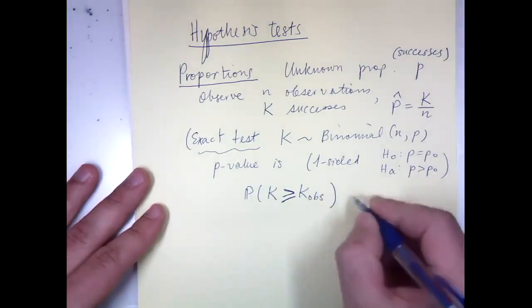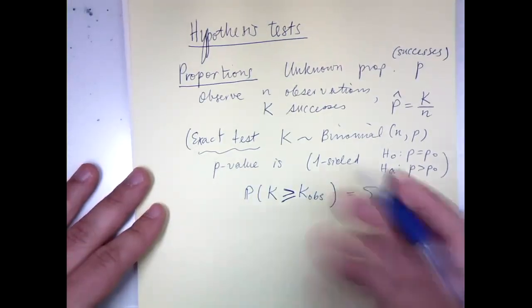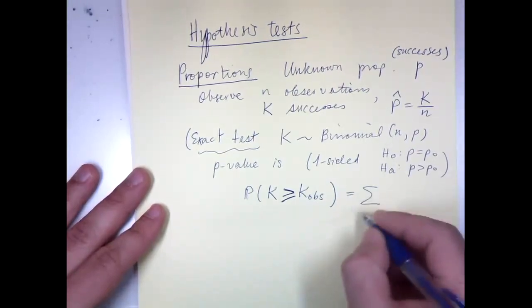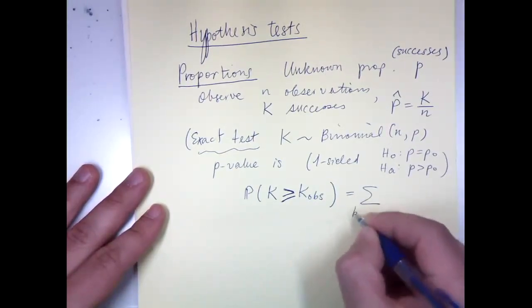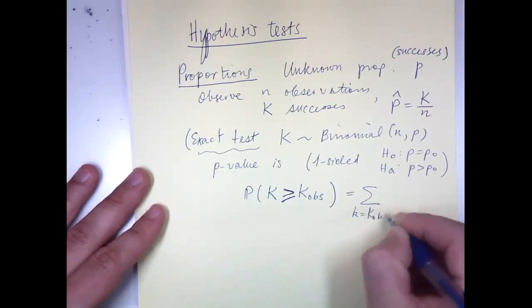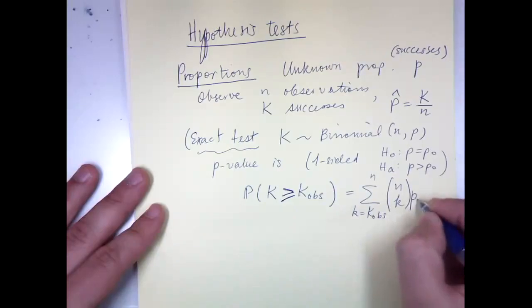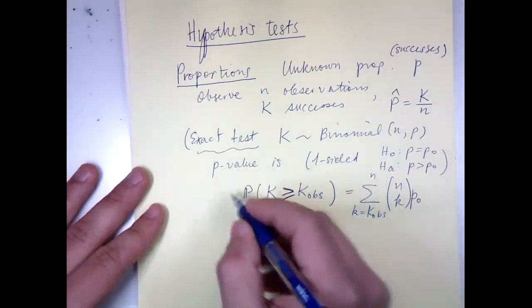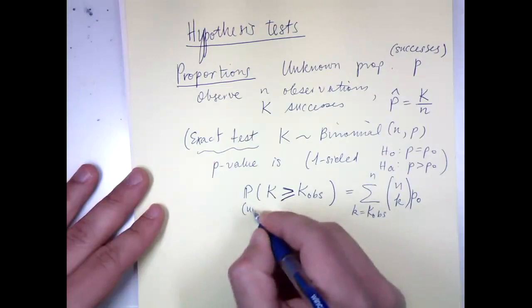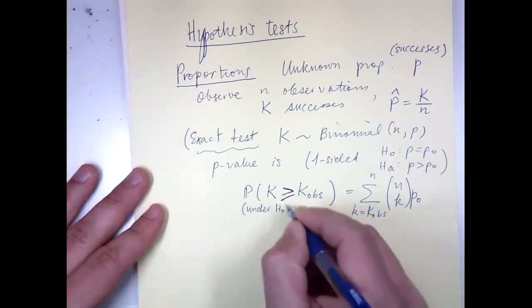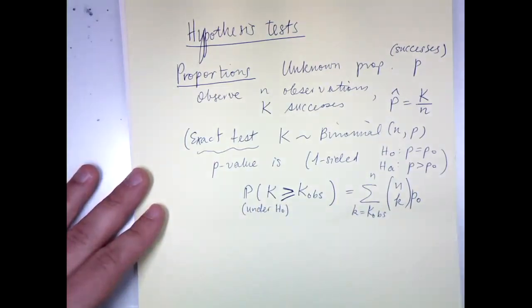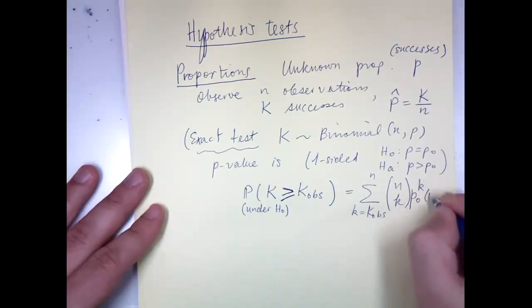That's the p-value. If you were doing it exactly, you'd either type it into R, or do this summation at k equals k observed up to n, n choose k. P0, remember, the p-value is always the probability evaluated under H0. That's the definition of p-value. A p-value will never give you a probability under the alternate, because we're saying, supposing the null hypothesis to be true, what would be the probability? P0 to the k, 1 minus P0 to the n minus k. So you just calculate that.